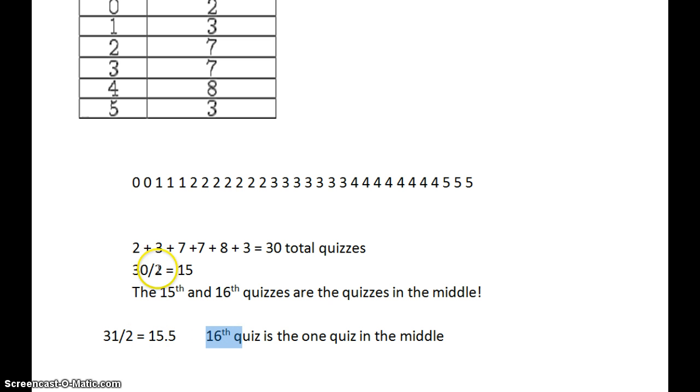If you have an even number, there's always 2 quizzes, or 2 whatever, in the middle, 2 numbers in the middle. So divide by 2, and then that one and the next one are the ones in the middle. So that's how you find the middle.